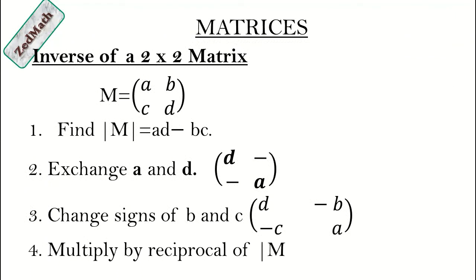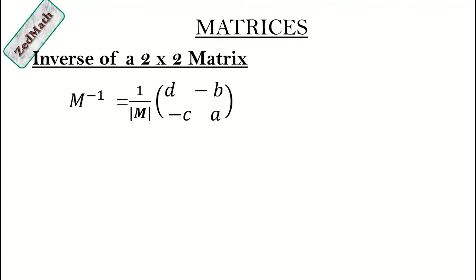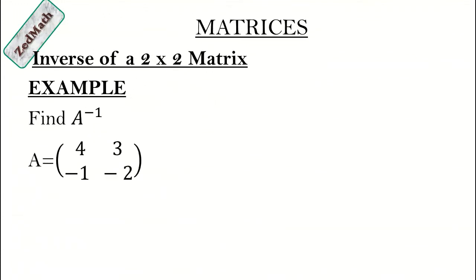Fourthly, multiply by the reciprocal of the determinant. So multiply the matrix that you have found in step 3 with the inverse, or rather the reciprocal, of the determinant, and we will end up with something like this: 1 over determinant of M multiplied by that matrix. So this is its inverse. Let's do an example. Find A inverse given this matrix A.